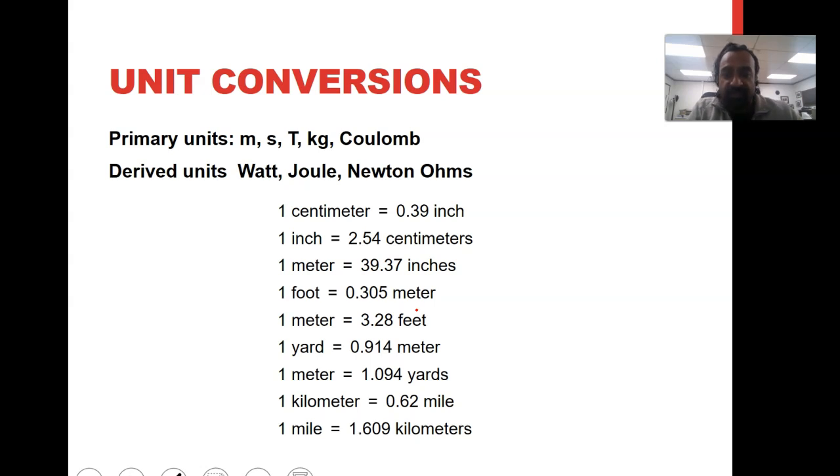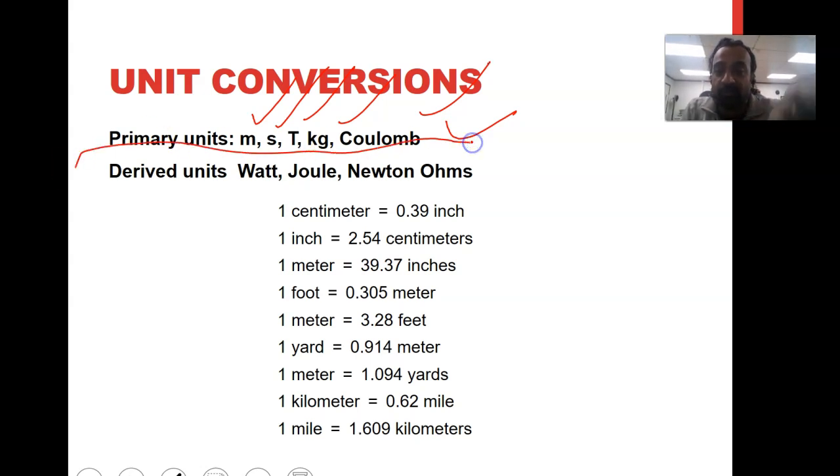Unit conversion is very important. Again, this is just general information. There are 5 universal primary units, and everything else is derived from those primary units. So meters, seconds, temperature, kilogram for weight, and coulomb for charge. These are the 5 primary ones, and everything is derived from that. I just want to bring that to your attention if you ever wondered about that.